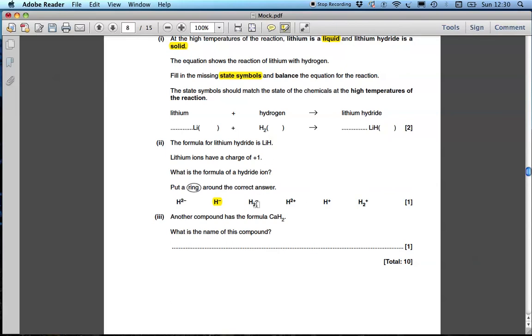We don't have H2. What is the name of this compound, CaH2? Well, Ca is calcium. H is going to be, this is going to be 2 H minuses because Ca is Ca2 plus. And so this one was calcium hydride. Some people in this question put calcium hydroxide, but please don't forget that hydroxide is OH minus. Okay, so it couldn't have been hydroxide.